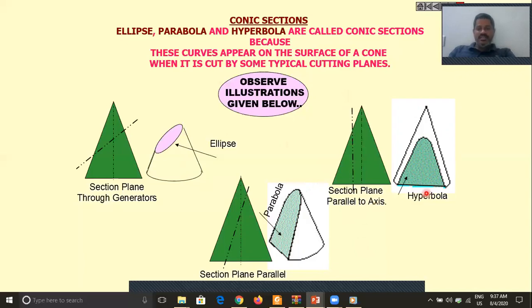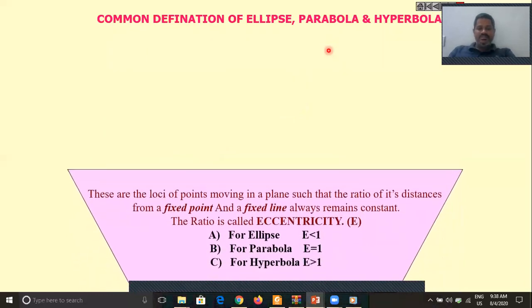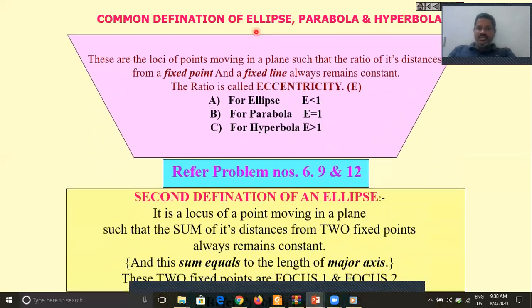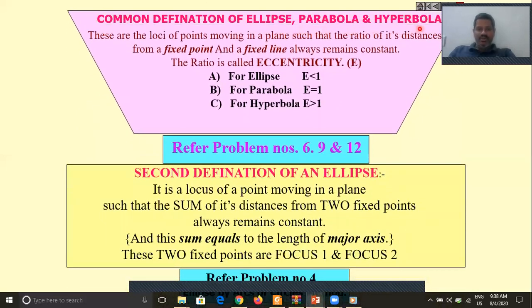So ellipse, parabola, and hyperbola. These three shapes we are getting by sectioning a cone, so we are calling these shapes conic sections. By making a section, we are getting these shapes: ellipse, parabola, and hyperbola, which in turn we are calling conic sections. Let me move further to see the different types. As we have seen, ellipse, parabola, and hyperbola.